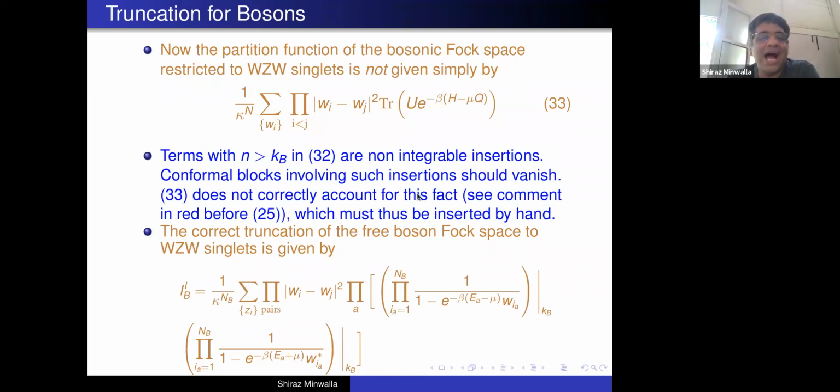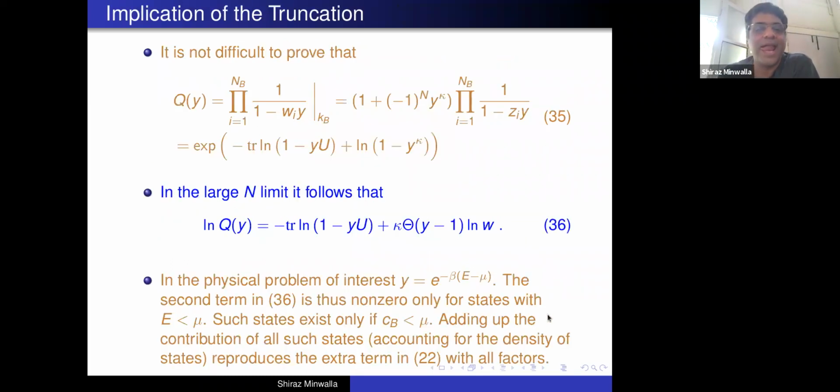Okay, so this is the correct thing that we're supposed to do. We're supposed to put it in the Weyl formula with each of these factors replaced by a truncation up to kb. And when you work through what that does in the large n limit, it gives you exactly a bosonic kind of partition function, but with an extra piece. And that extra piece is that theta function term. Let me explain to you how that happens, why the theta function comes about.